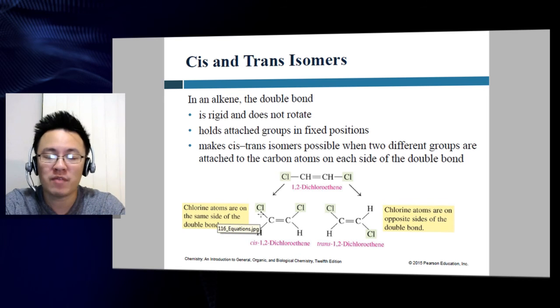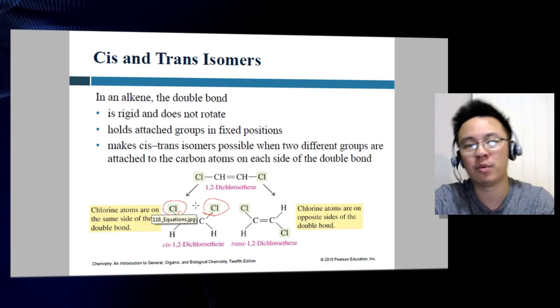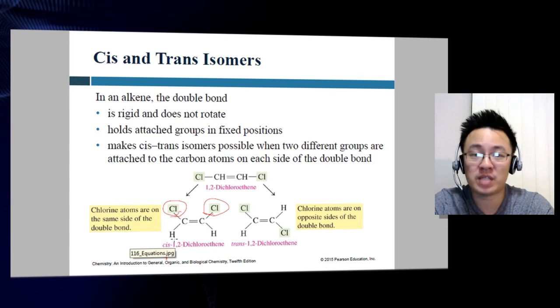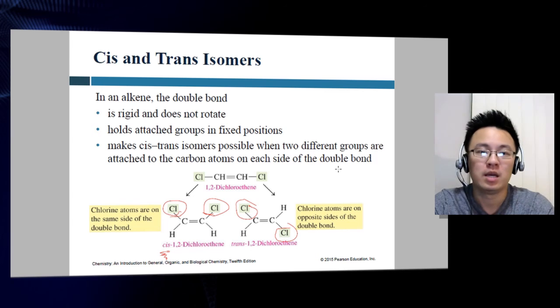If that chlorine atom or that substituent is on the same side of the carbon-carbon double bond, they would be known as cis, for same. If they happen to be on opposing ends of that double bond, they're known as trans. So in an alkene, the double bond is very rigid and it cannot rotate. Okay, try on your molecular models.